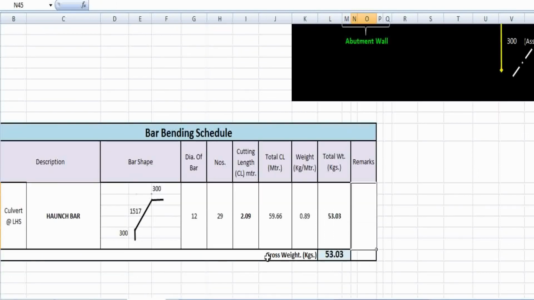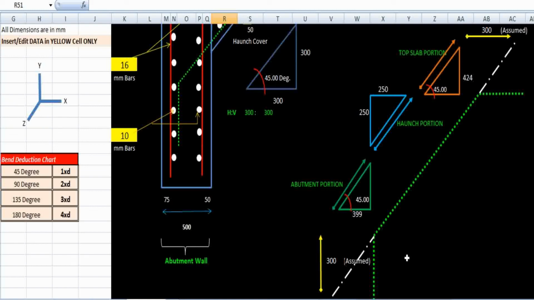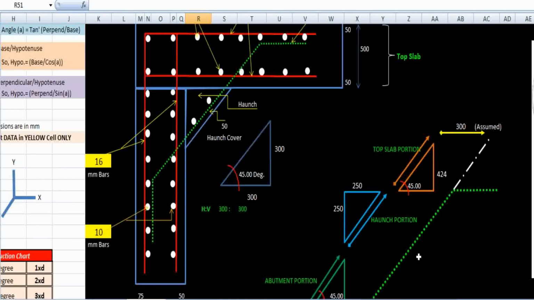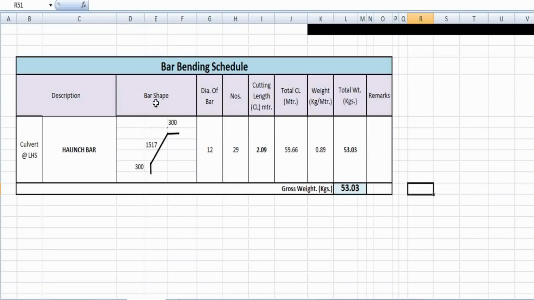So you can finally get the gross weight of this steel equals 53.03 kg for the culvert section of the LHS side. Okay, so by this way you can easily calculate the dimension of the haunch bar. So by this 300 by 300 haunch, we have calculated the actual length and weight of the entire haunch.